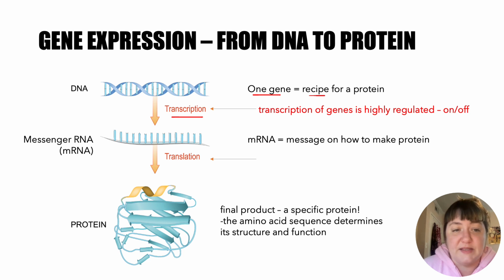Also, this step is really highly regulated. This is how genes can turn on and off, whether or not a gene is transcribed in the first place. If a gene is on and it's transcribed, it makes the mRNA, the messenger RNA, and that's basically a message that goes out of the nucleus into the cell, and then the proteins are manufactured by ribosomes there. Your final product is a protein, and it's going to have a specific sequence, and the amino acid sequence determines the structure and the function of the protein.